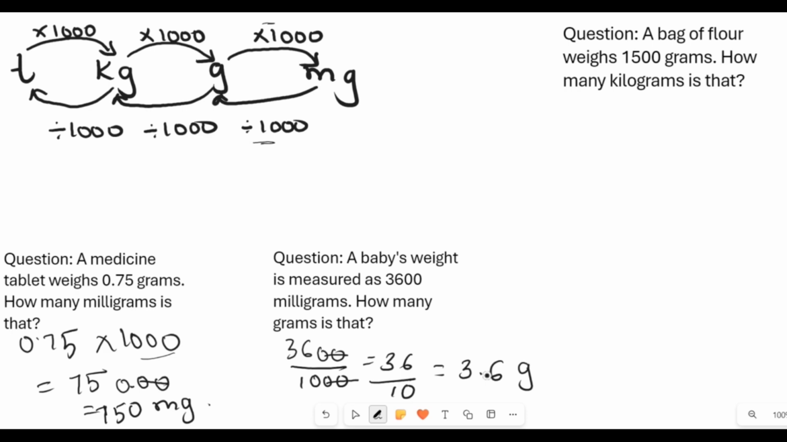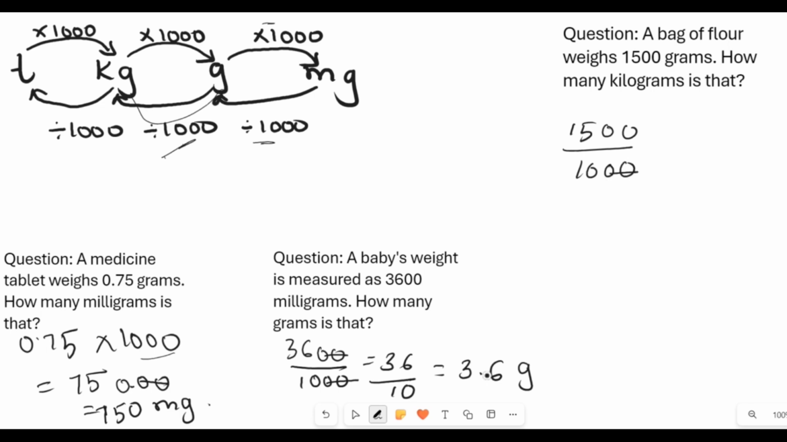Next one. A bag of flour weighs 1500 grams. How many kilograms is that? Now you need to convert grams to kilograms, right? That means again you have to divide it by 1000. So let's do that. 1500 grams divided by 1000.